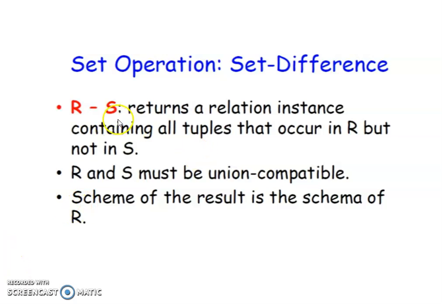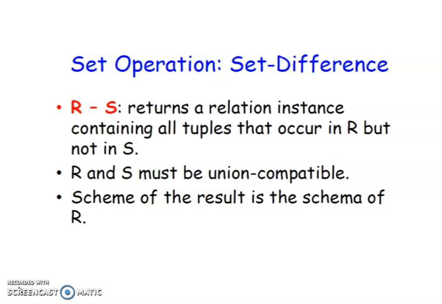In R minus S, it returns a relation instance containing all tuples that occur in R but not in S. R and S must be union compatible. The schema of the result is the schema of R. It means that the difference operation generates a group of tuples which are present in the first relation, that is R, but are not in the second relation, that is S. It's nothing but the set difference.